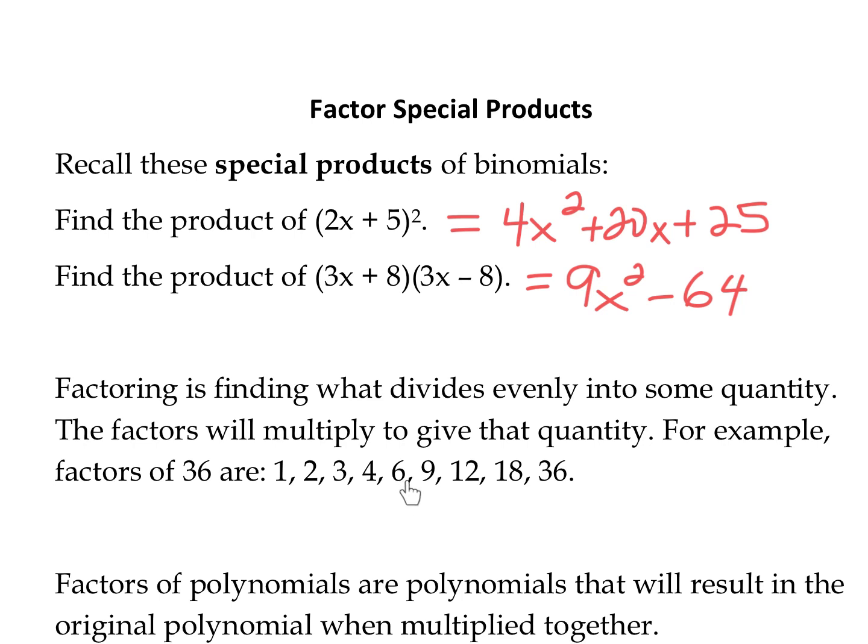6 times another number in the list would be 6. But we have 1 times 36 equals 36. 2 times 18. 3 times 12, and so on. These are all factors of 36. So we're going to find out what are the factors that would multiply to give us a polynomial instead of what are the factors that multiply to give us a number like 36.